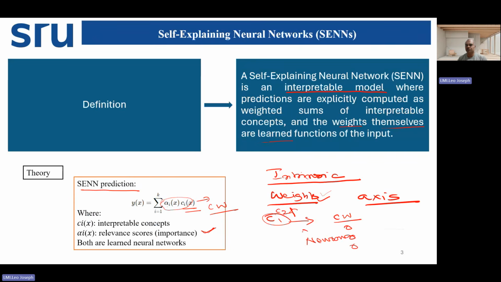Before that, concept whitening is nothing but changing the dimensions of neurons according to the concept. According to the concept, the dimensions of neurons are changed, and based on that, we are explaining. Now we are going to change the architecture framework of the output layer. That is called SENN.